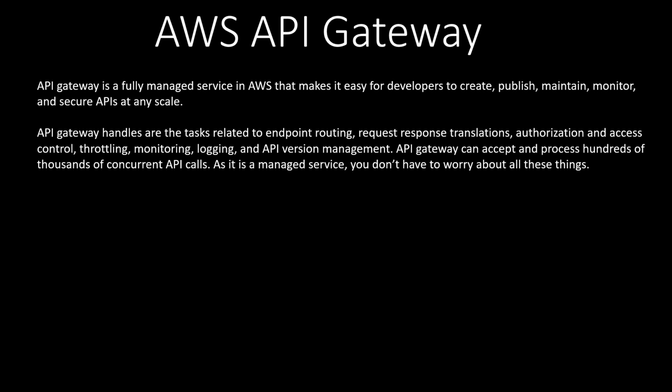API Gateway handles all the tasks related to endpoint routing, request response translations, authorization and access control, throttling, monitoring, logging, and API version management. API Gateway can accept and process hundreds of thousands of concurrent API calls. As it is a managed service, you don't have to worry about all these things.